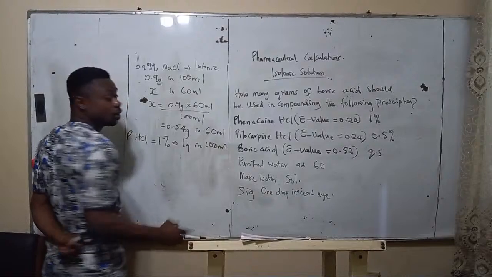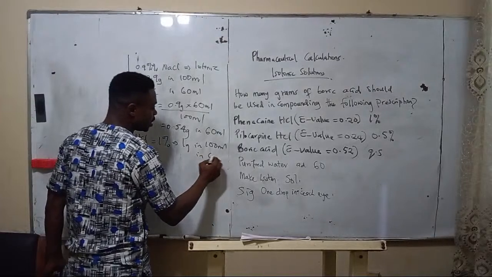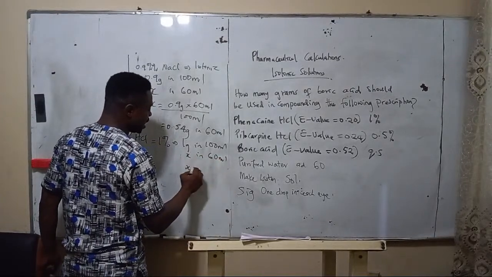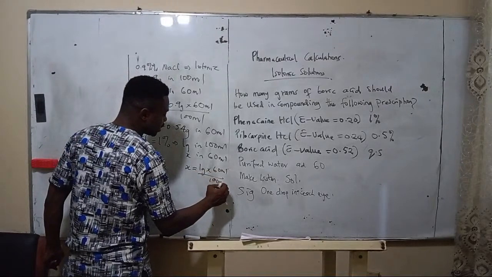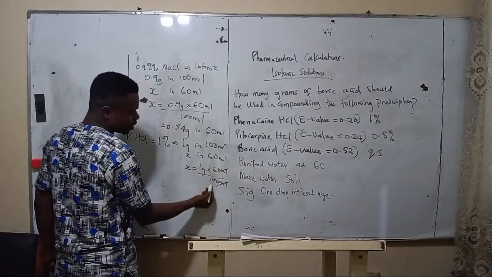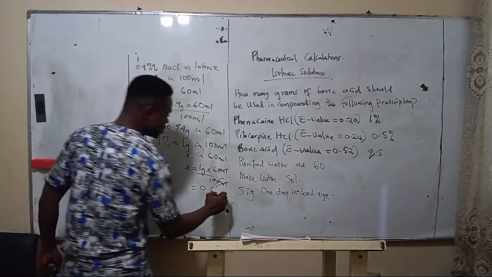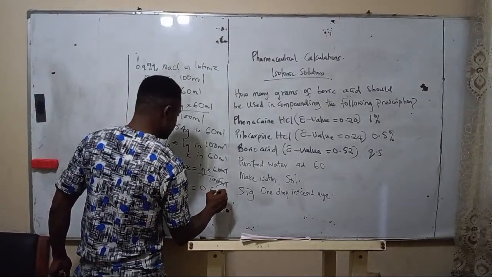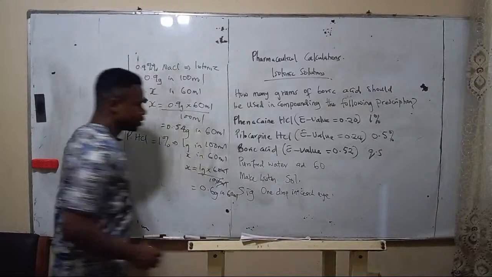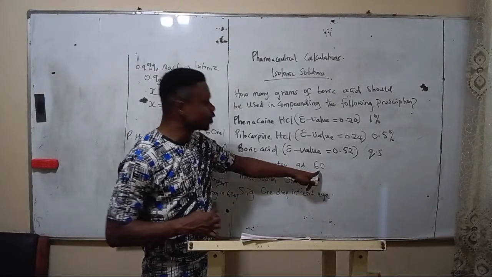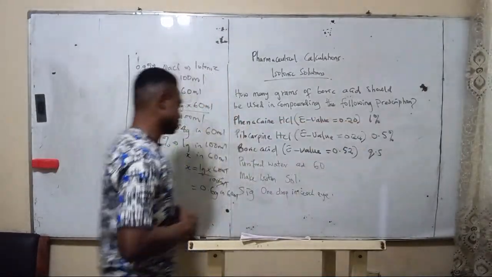100 ml solution. But we are looking for it in 60 ml solution. So in 60 ml solution we have X. So X is equal to 1 gram times 60 ml over 100 ml. ml cancels ml, 0 cancels 0. So this is 0.6 gram in 60 ml. Inside this 60 ml, the amount of phenalkane hydrochloride is 0.6 gram. That's the meaning of this 1%.